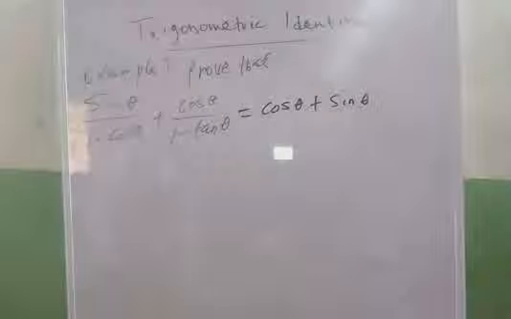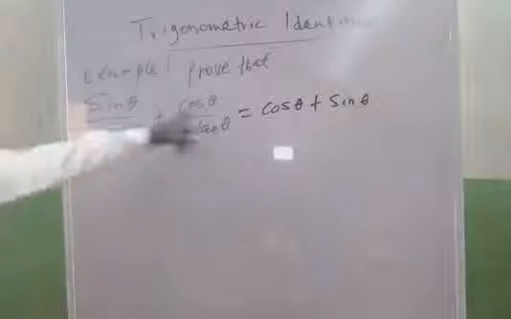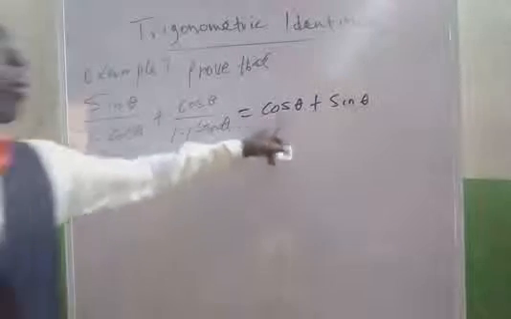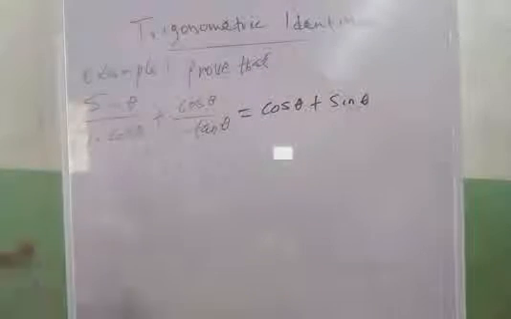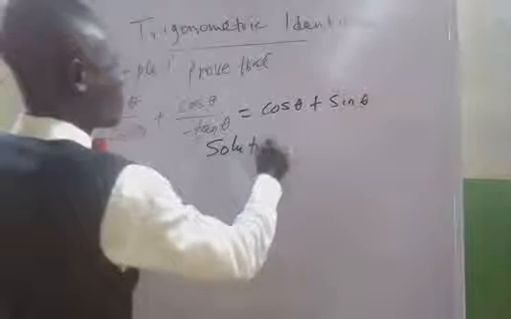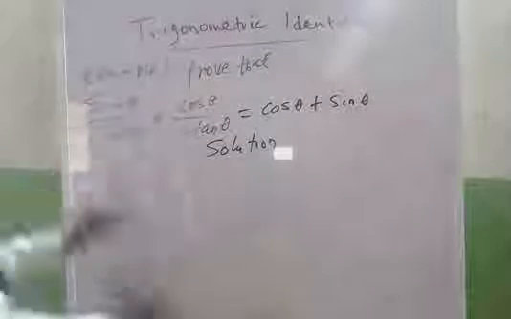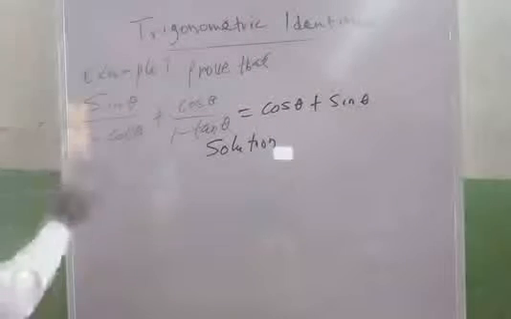Prove that sin theta over 1 minus cot theta plus cos theta over 1 minus tan theta is equal to cos theta plus sin theta. Solution. Now what I will do, I will solve this and solve this, then combine them together. So let me start from this side.